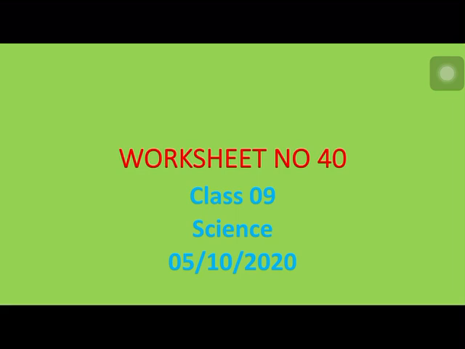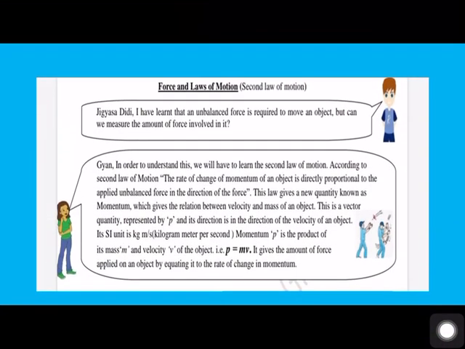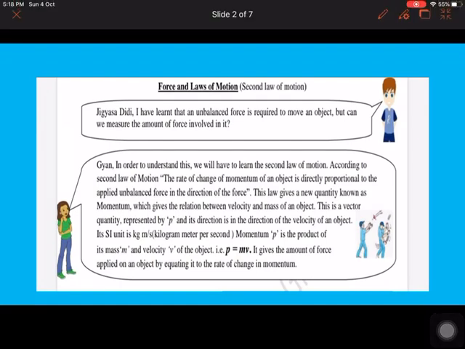Today we are going to discuss your worksheet number 40, class 9 science, for the 5th October. We have to do this on the 5th October. Let's see what is there in the worksheet. So today we'll learn about the second law of motion from your chapter Force and Laws of Motion.